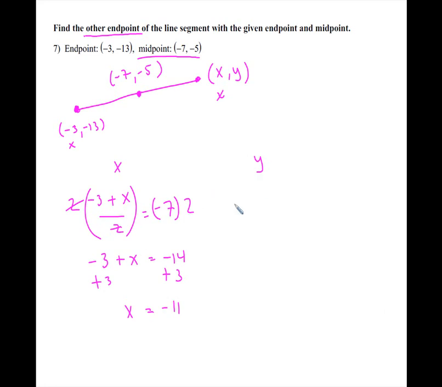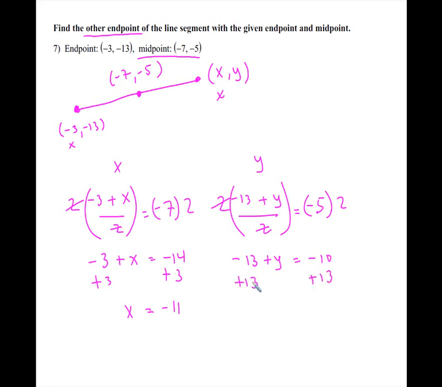Over here, for the y values, we have -13 plus y divided by 2, and this should give you the y value of the midpoint, -5. Multiply both sides by 2. -13 plus y is going to equal -10. Add 13 on both sides. Then we know that the coordinates of this endpoint right here are x is -11 and y is +3. This is your answer.